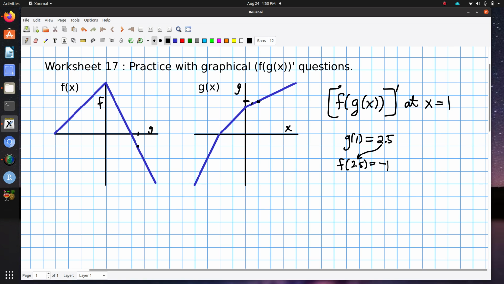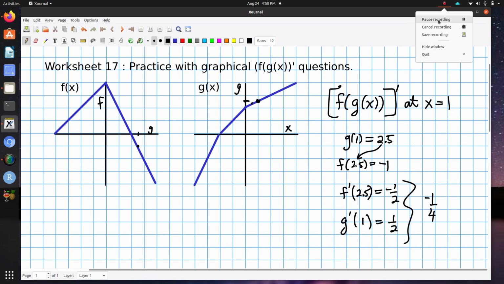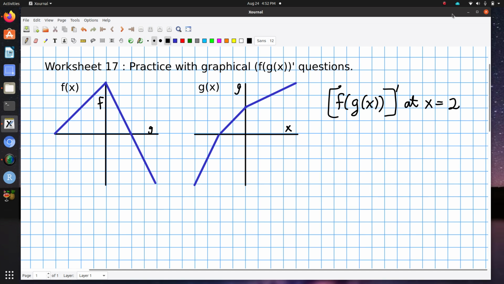But we need the derivative there, which is, f prime at 2.5 all by itself would just be negative 1/2. But you multiply that by the derivative of g where it came from. So g prime at 1 is going to be 1/2. So you multiply these guys together and get minus 1/4. Okay, what about at x equals 2?